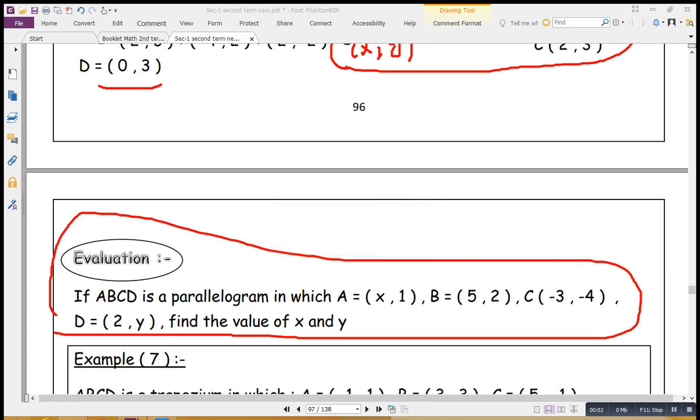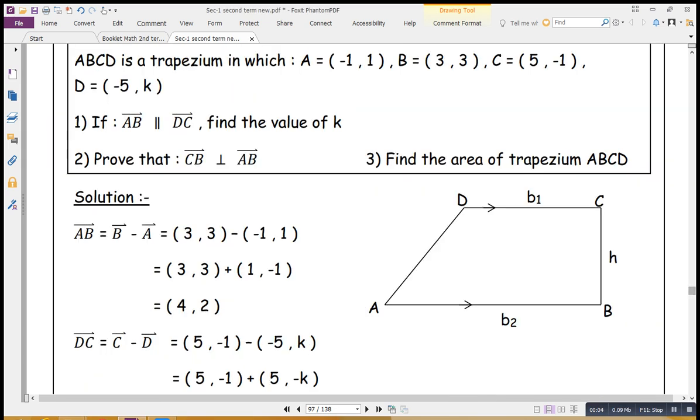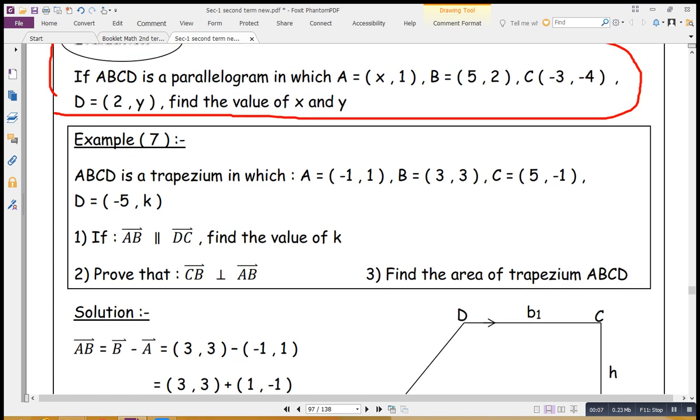Example number 7. In example 7, ABCD is a trapezium in which A is (-1, 1), B is (3, 3), C is (5, -1), D is (-5, K). If AB is parallel to BC, find the value of K.